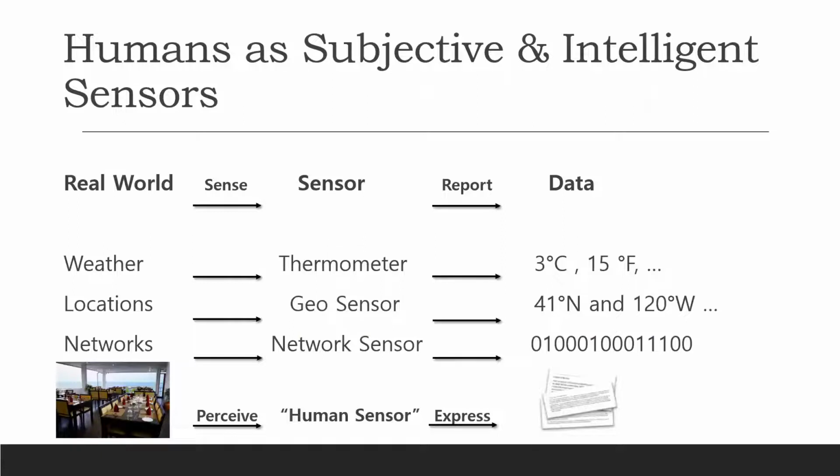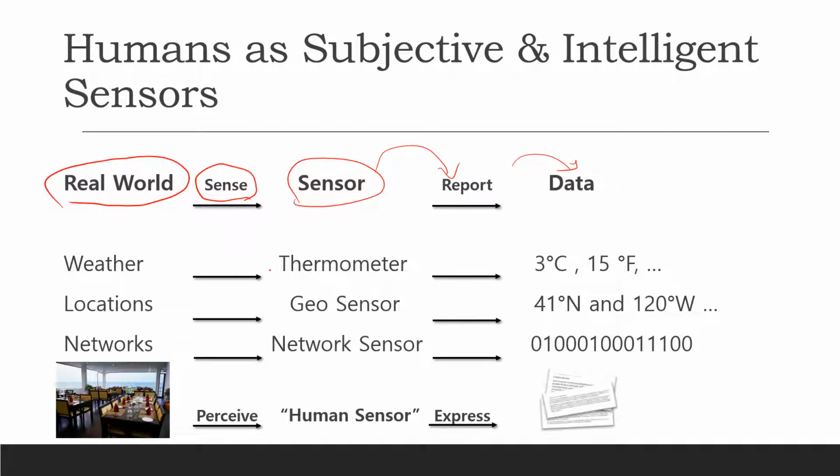Just go through this example. In the real world, we have some sensors. To sense real-world observations, we use sensors, and the sensor reports contain some data. Let's think about today: the weather is hot. How can you find out the weather is hot? Your skin has the ability to sense the temperature.